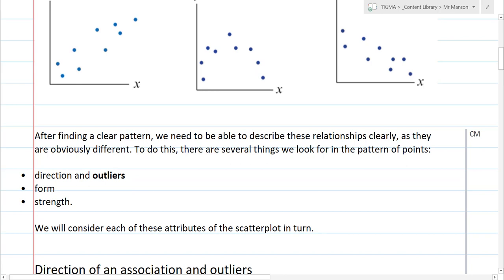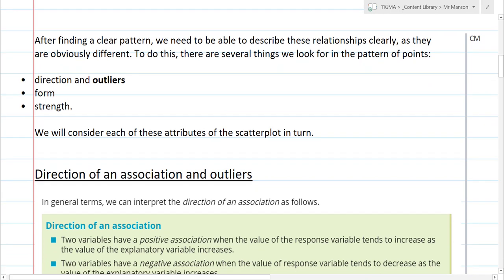If we find a clear pattern, we need to talk about the direction. We need to talk about if there's any outliers associated, and then we need to talk about something called form, which is a little bit to do with strength. So there's some language in here, but what you'll find is as you practice this, it's a pretty procedural thing. You just get your scatter plot and you go, is there a relationship or not? And then you start talking about, is it positive, is it negative, is it linear, is it non-linear? Are there outliers? Is it strong, is it weak, etc.